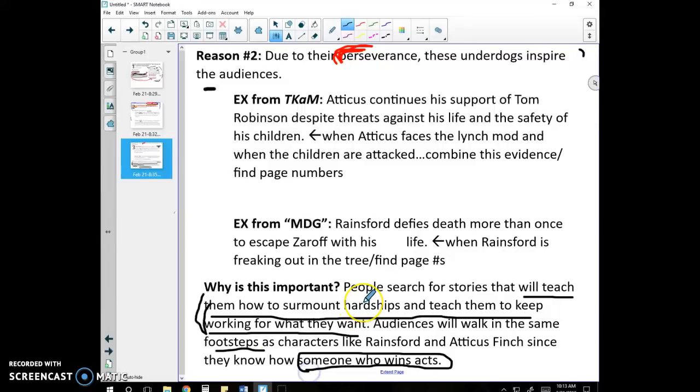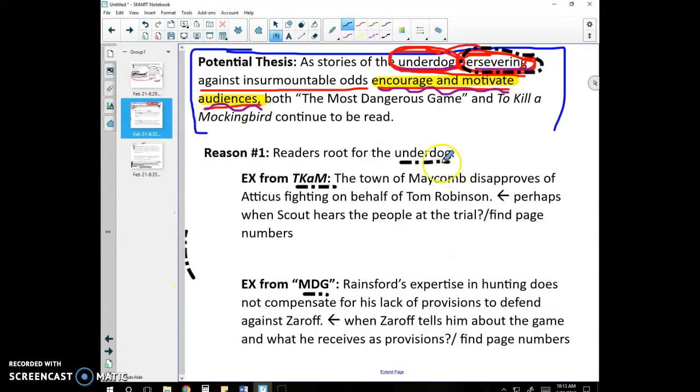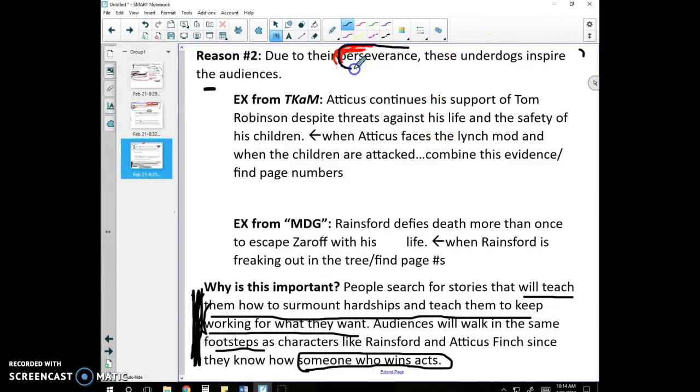Is it very well worded? Not really, but I am brainstorming. So people want to see this so that they know how to surmount these odds as well. Gotcha. They want to see an underdog because they relate to the underdog. They want to see perseverance because they want to be taught how to persevere. That's why it's important. So overall, I've just done a brief brainstorm so that I know I'm on the right track, or at least I know where I'm going in my paper.